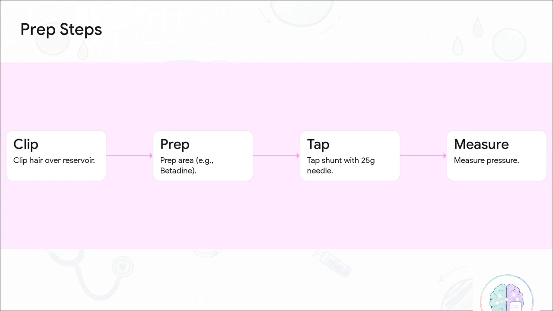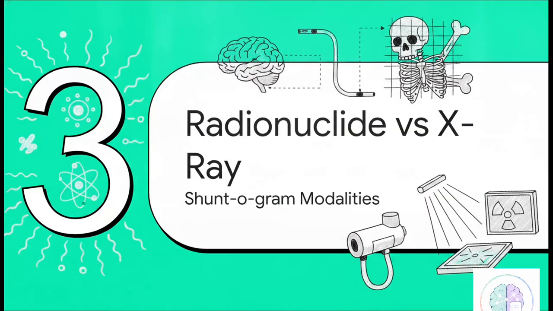Oh, and a quick note for complex cases. If there are multiple ventricular catheters, every single one of them needs to be injected independently to verify its specific patency. Moving to Section 3, radionuclide versus X-ray. Let's break down the two specific flavors of shuntograms.